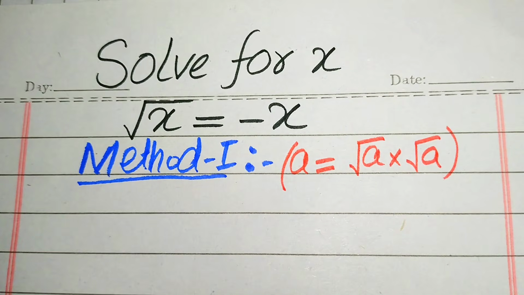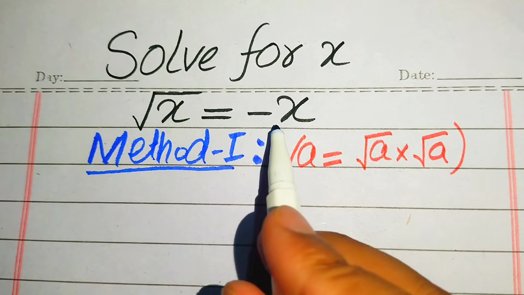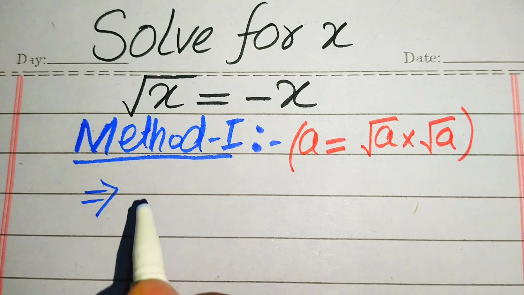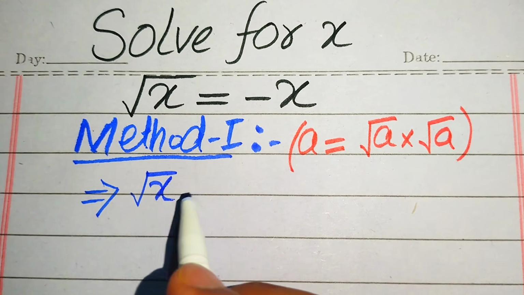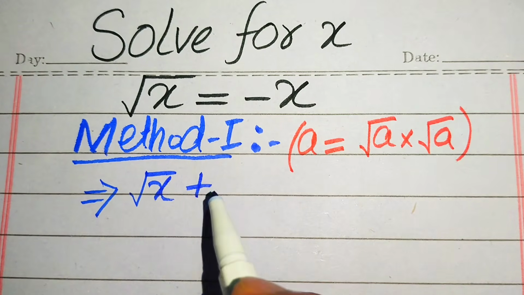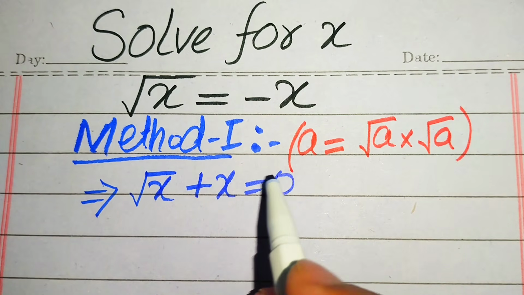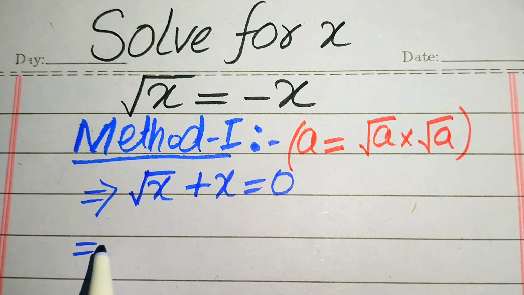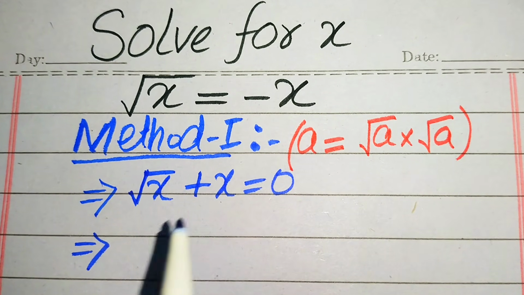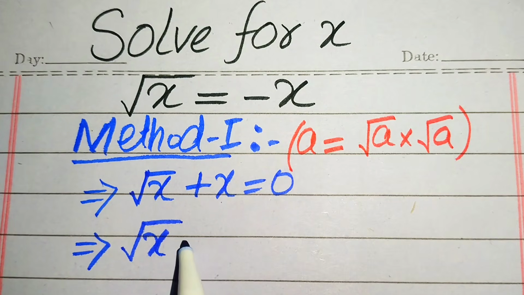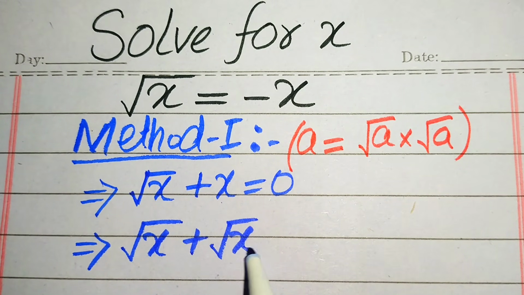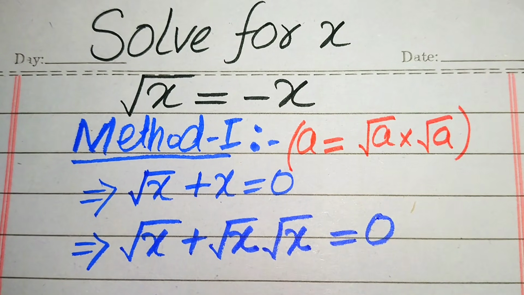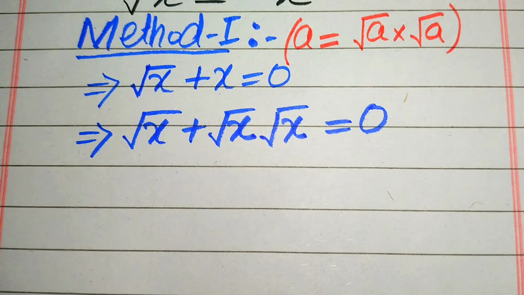So we use this nice rule here, and according to this, first we move minus x to the left hand side, and we get square root of x, this negative x becomes positive x, and this whole equation is equal to 0. And now we use this nice rule here, and we write this x in the form of a product of two radical terms. In this way we write this x as square root of x multiplied by square root of x, and this whole equation is equal to 0.